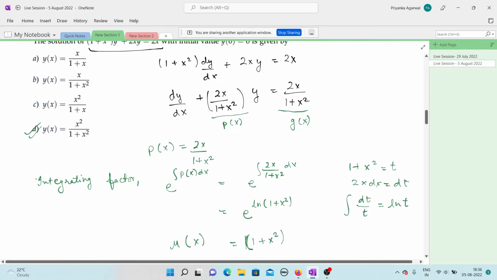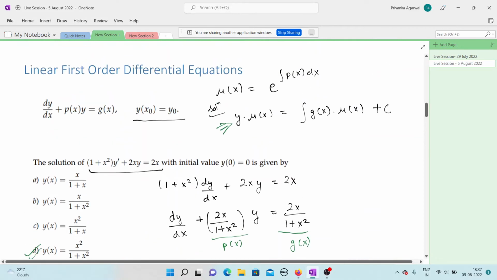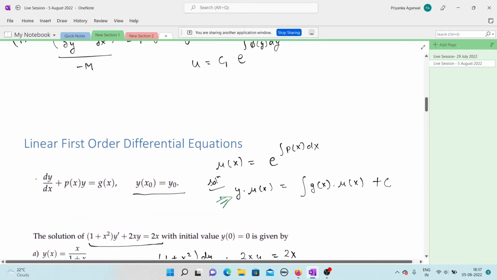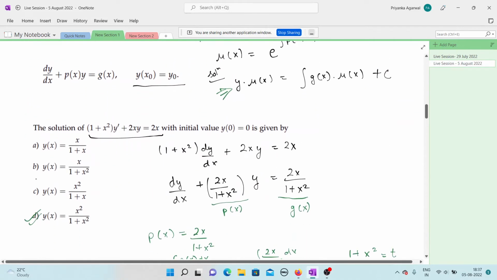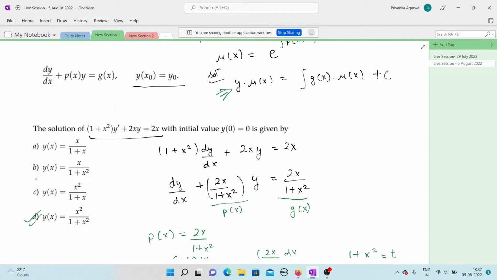Any doubt? Yes, the previous solution was also a general solution. So if we are not given any initial conditions, then all the solutions will come out to be general solutions only. That's what we have learned in the course so far.